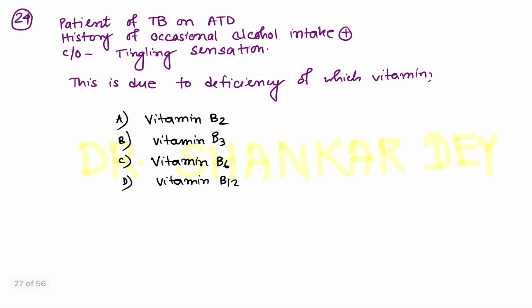Next, coming to question number 24: a patient of tuberculosis on ATD, anti-tubercular drugs, with history of occasional alcohol intake, complaining of tingling sensation in the limbs. So this is due to deficiency of which vitamin?